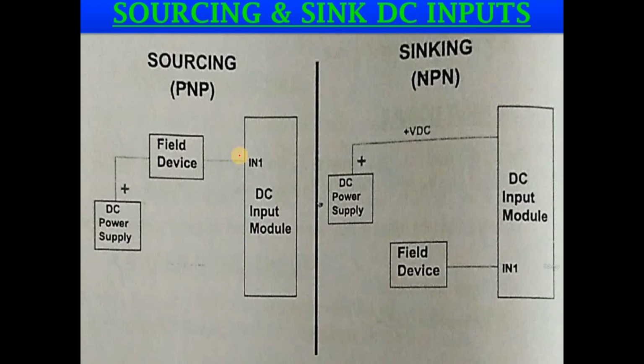Before that, here you can observe the sink source concept for the DC input. Okay. Here you can see the DC power supply. To the positive end of the power supply, we have connected the field input output devices. Field input devices means what? Like this, this is the switch. Similarly, you can connect the push button as well, like this. Okay. The push button, right, directly. So what we can say, this is the source type field input connection, or we can say PNP as well.